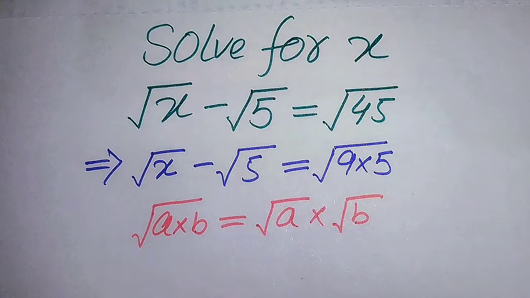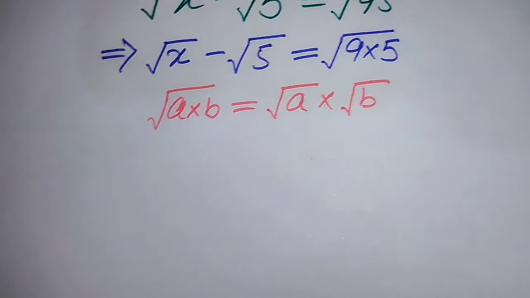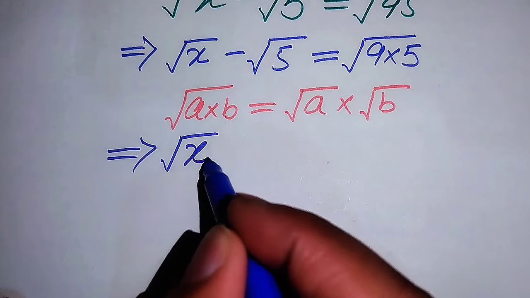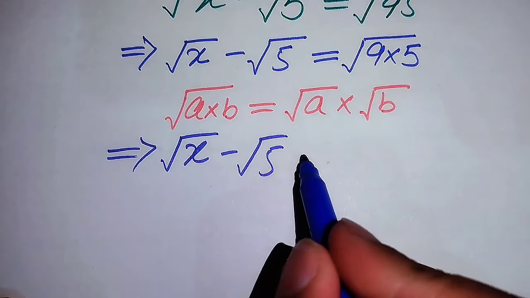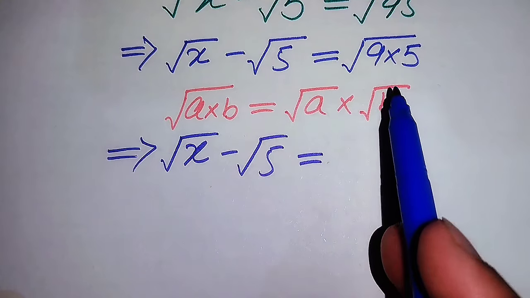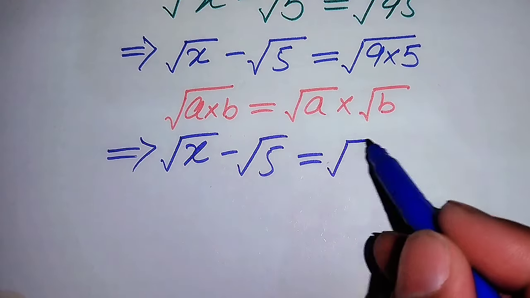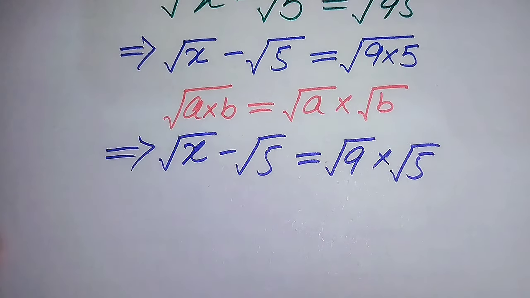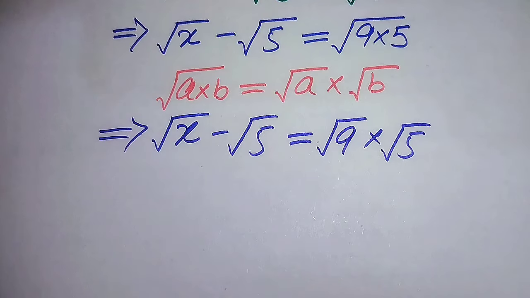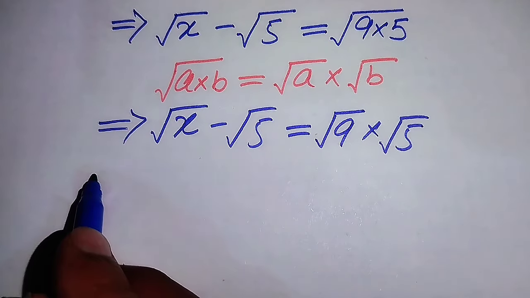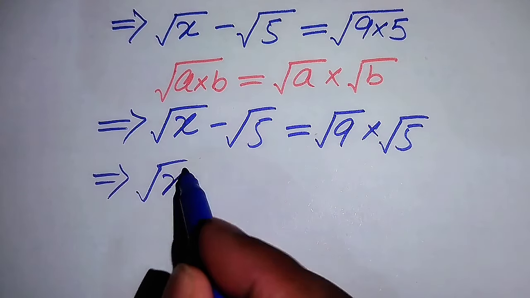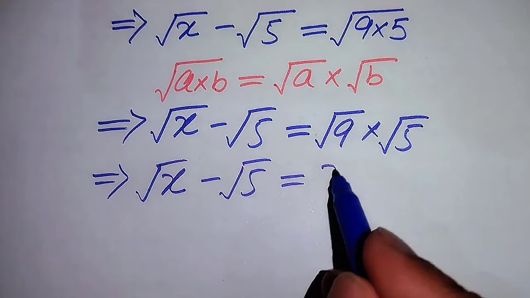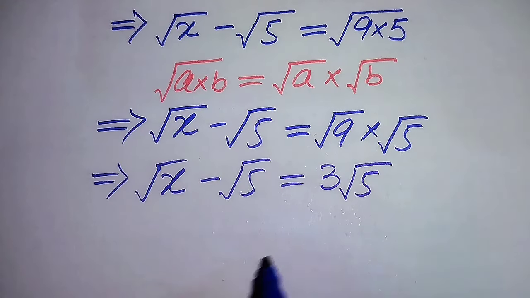According to this rule of radicals, we write the right hand side in this form. So we have square root of x minus square root of 5 is equal to, we apply the square root sign on both of these two values, and it will be written as square root of 9 multiplied by square root of 5. And further in the next step we have square root of x minus square root of 5 is equal to, we know that square root of 9 becomes 3 times square root of 5.